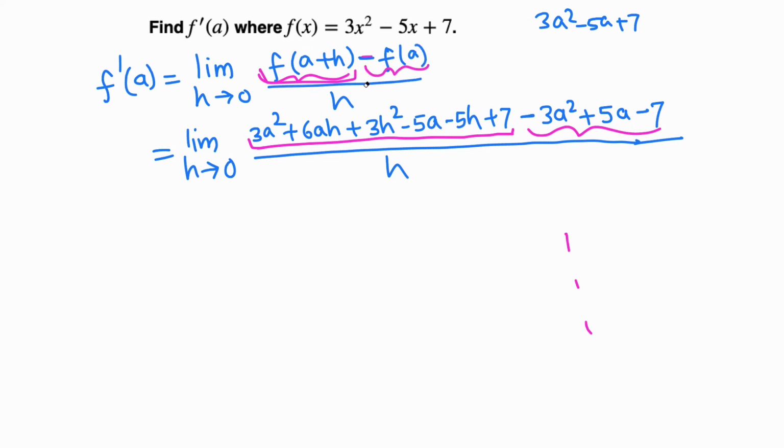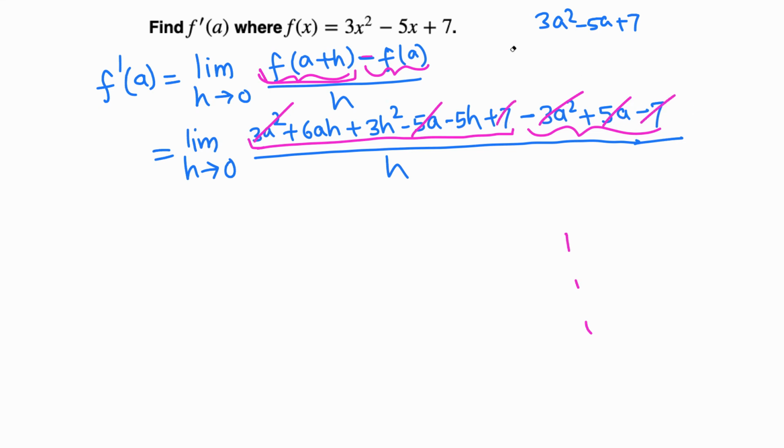Now I'm going to simplify the top. Let's try to cancel. There is a lot of cancellation on the top. 3a squared minus 3a squared cancel. Minus 5a plus 5a cancel. Plus 7 minus 7 cancel.